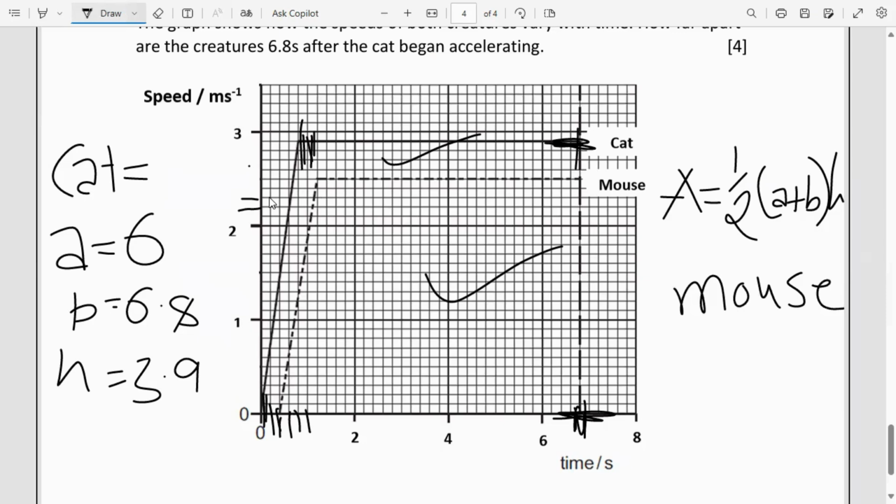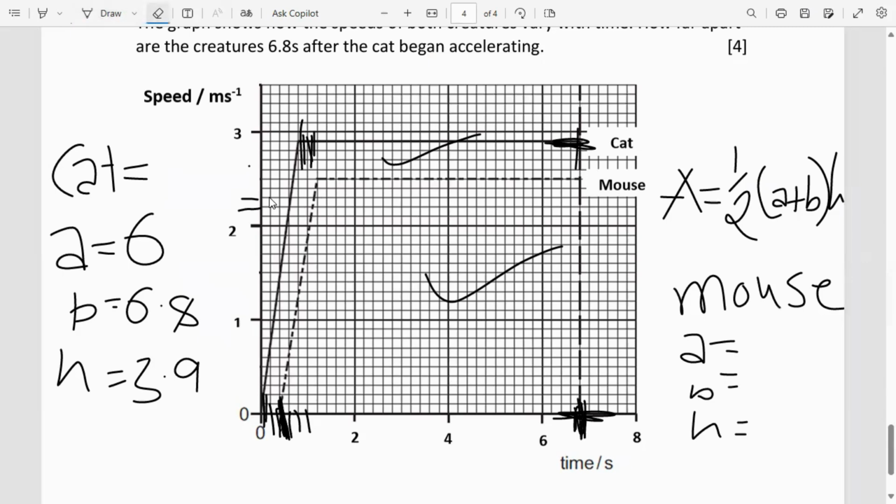Our mouse, how are we collecting the data? You can see the mouse started running 0.4 seconds after the cat had started running. So my A, my B, and my height for the mouse will be equal to what? The B will be the distance from here, where the graph is starting, up to this point where my graph is ending.